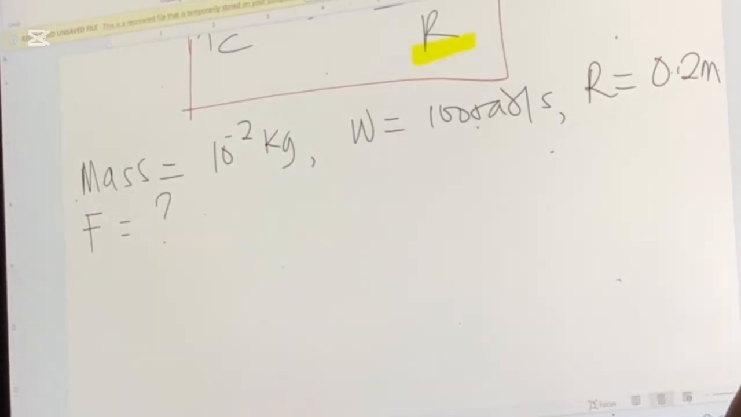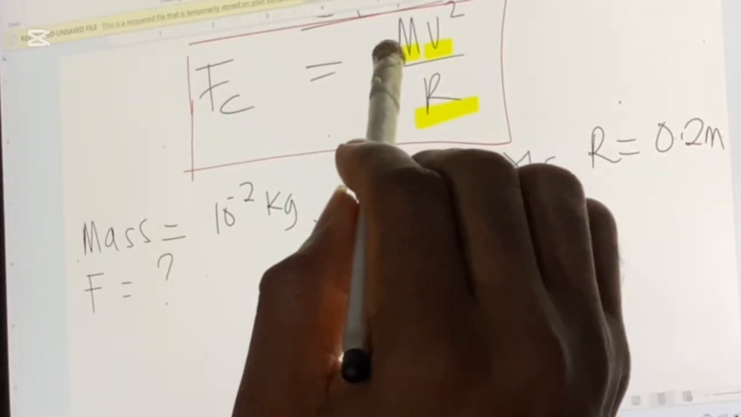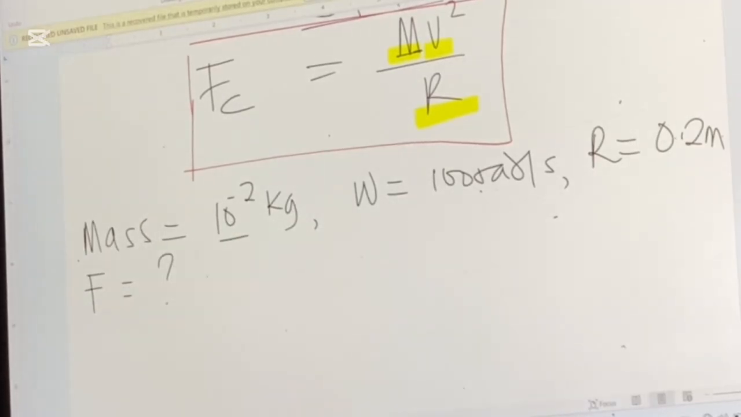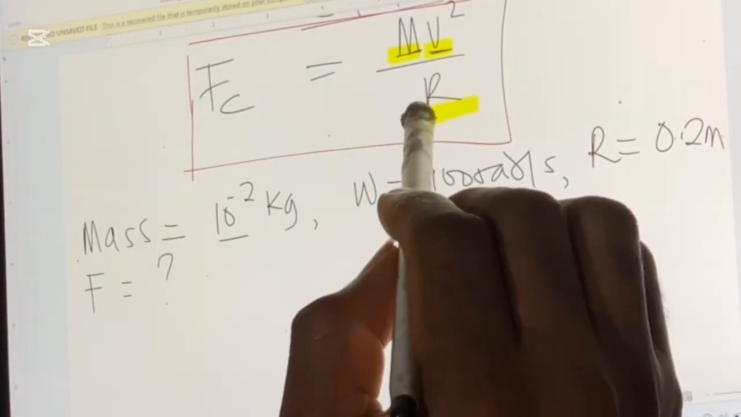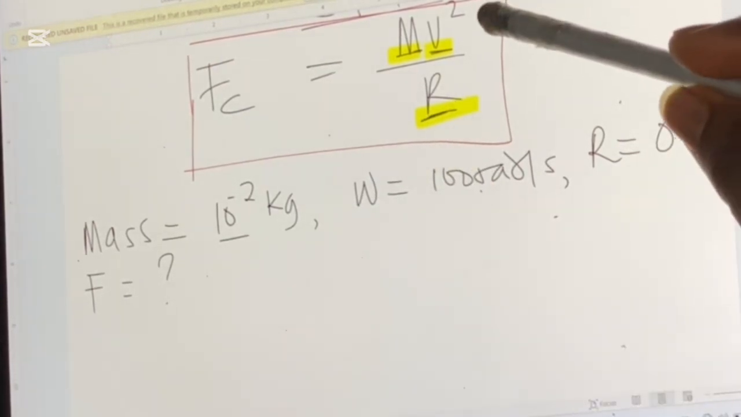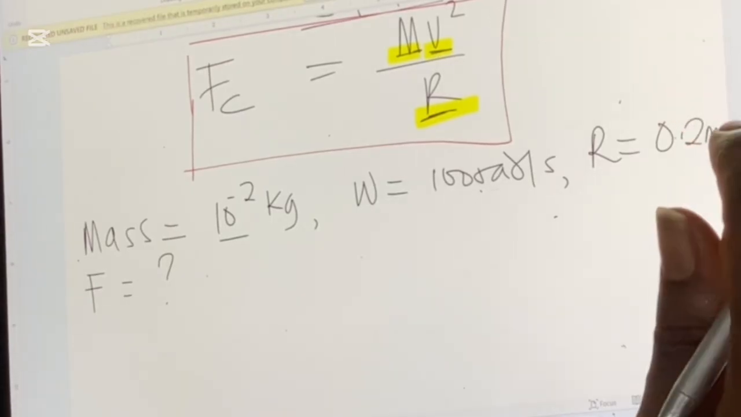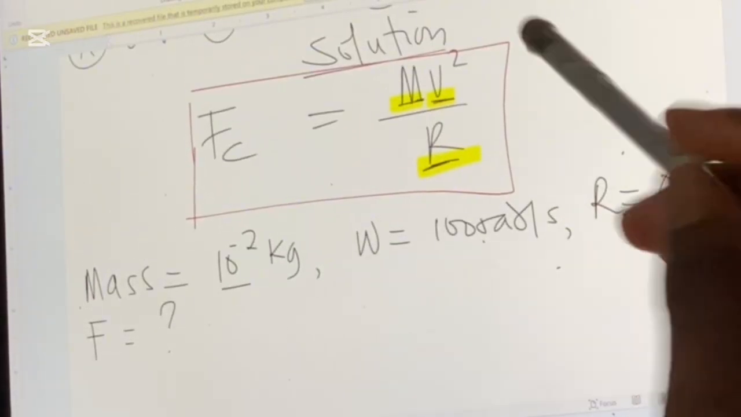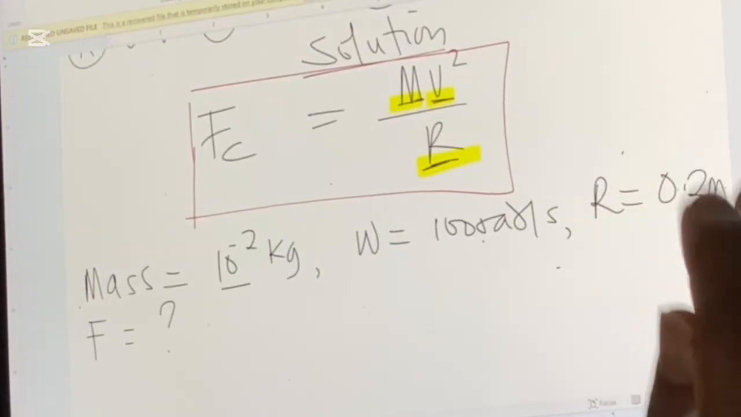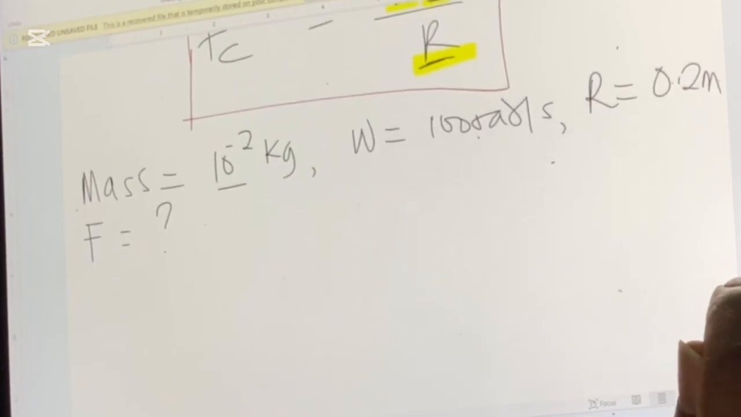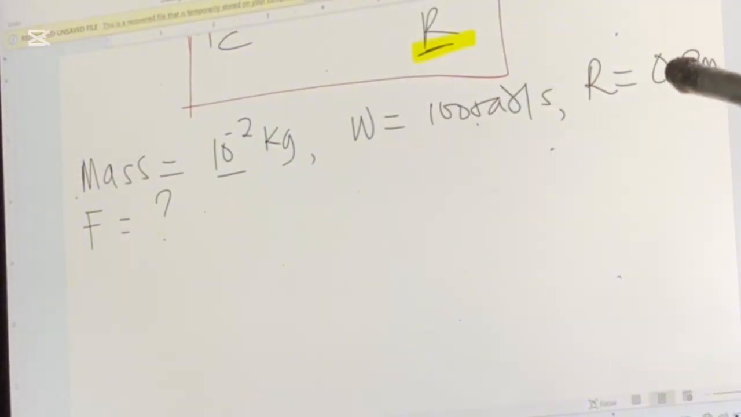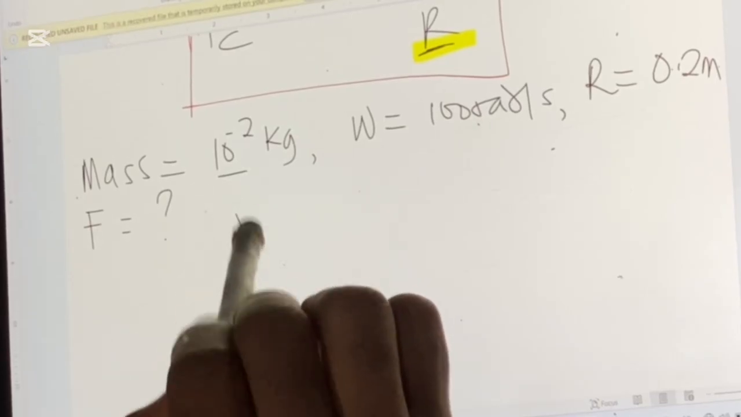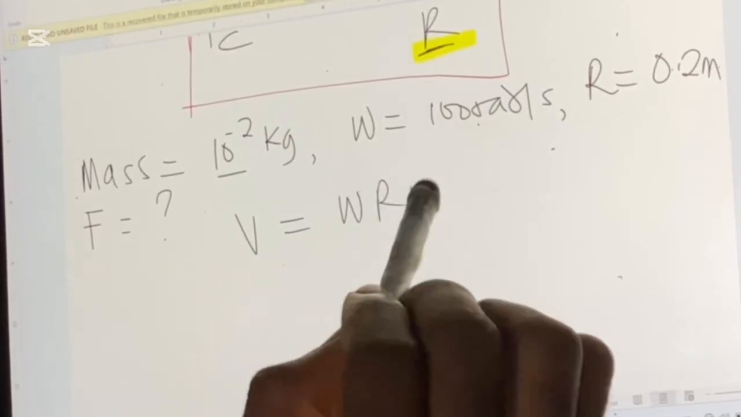So if we look into the available parameters here, mass is this. Velocity is not given to us. Radius is this. So the limitation here is the velocity. We have to ask ourselves here, is there any formula for us to calculate velocity and later replace it in this formula here? So the formula to calculate for velocity with these available parameters is this: v is equal to omega r. Please take note of this.